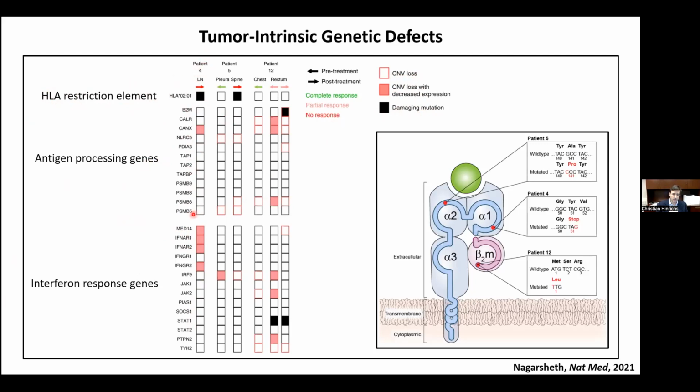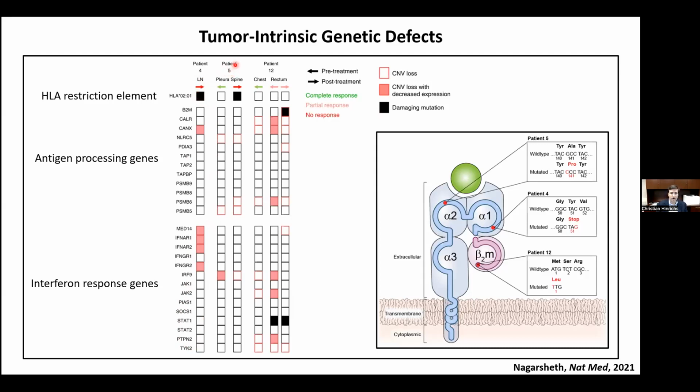And we found in patient 4, who did not respond to treatment and had a lymph node biopsied after treatment, but it could have been biopsied before treatment because the tumor didn't respond, that there was a mutation in HLA-A201. And again, this is the restriction element. This is the molecule that shows the target peptide to our engineered E7 TCR. So this is like target loss.